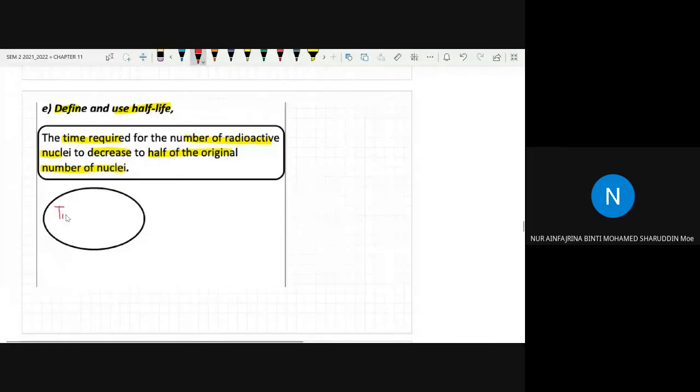So half life adalah ln 2 over decay constant. And unit dia boleh jadi seconds, minutes, hours. Lagi apa? Days, weeks, months, years and etc. Okay? Okay, can guys? That's all.